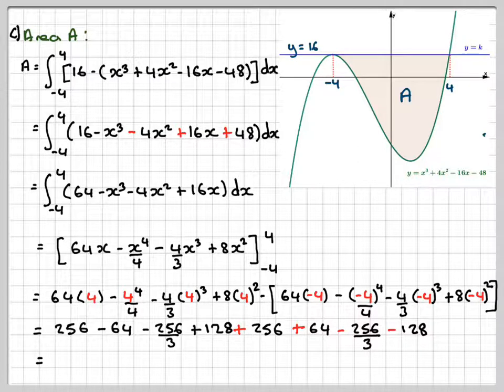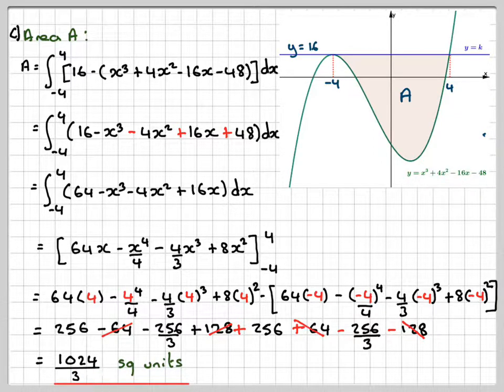So we can do a bit of cancelling. The minus 64 and the 64 will cancel, and the 128 and the minus 128 will cancel, and then we can work out 2 times 256 plus 2 times 256 over 3, which will give me 1024 over 3, which is the correct answer for this area.